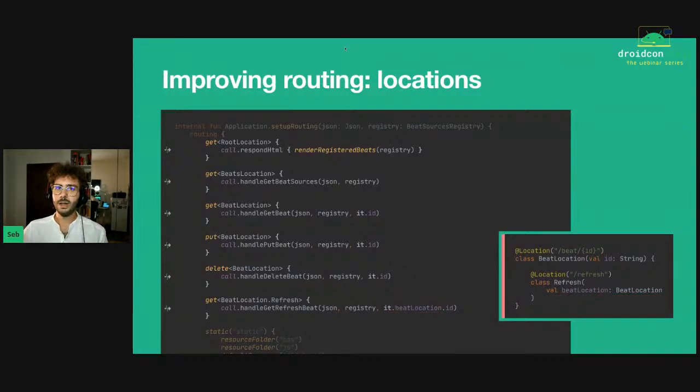Even more so, for a nested location, you can access parameters that are defined in the parent, because in this case, for example, the refresh location, which is a child of bit location, as you can see, it defines the parent bit location as a parameter. Ktor will populate that for us, so we can have access to the ID of the parent inside of the child location. You still need to register them at the same level as the parents, but when it comes to handling them, it's much easier and more intuitive.